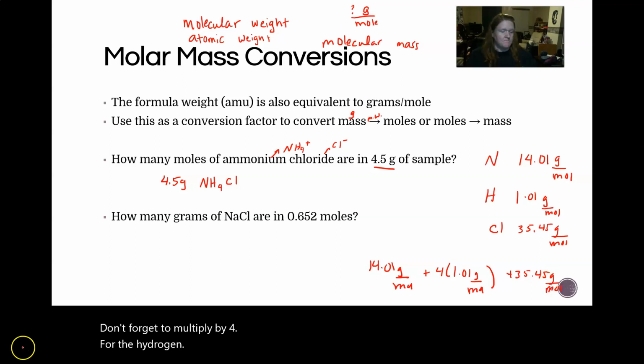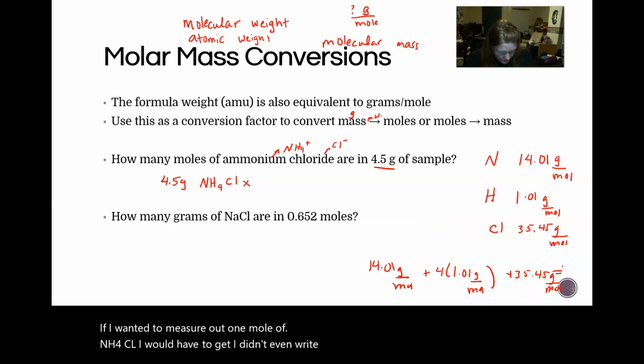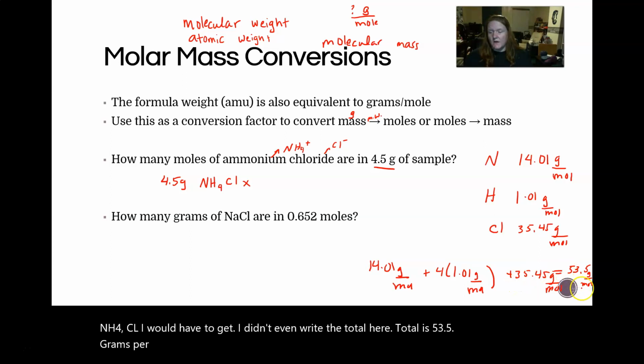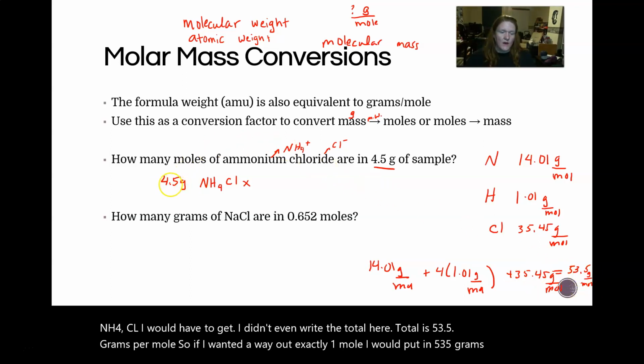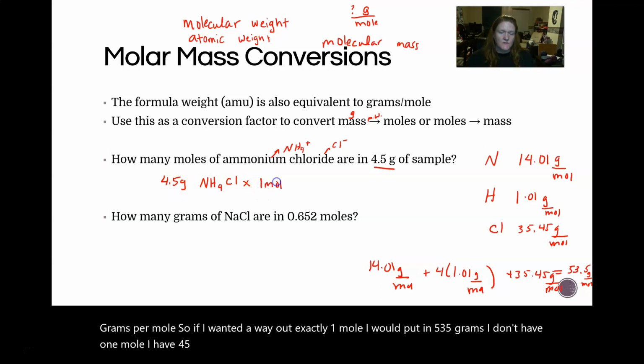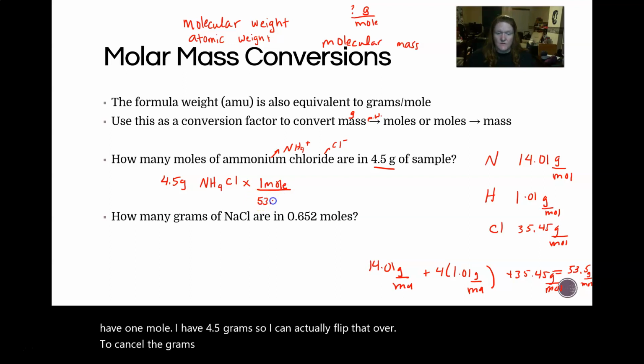Like that, okay? So if I wanted to measure out 1 mole of NH4Cl, I would have to get, oh, I didn't even write the total here. The total is 53.5 grams per mole. So if I wanted to weigh out exactly 1 mole, I would put in 53.5 grams. I don't have 1 mole, I have 4.5 grams. So I can actually flip that over to cancel the grams this time.